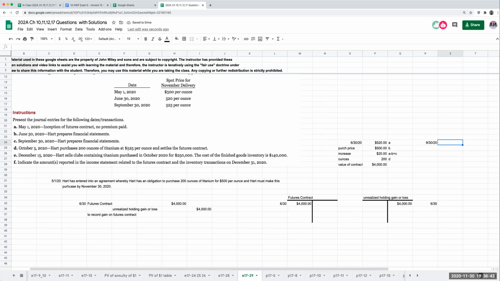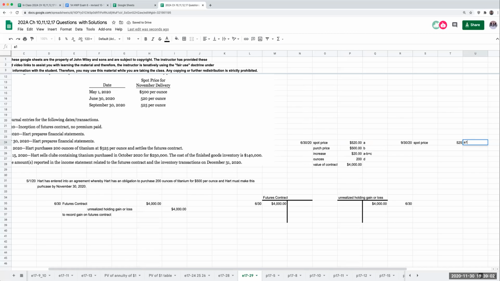So here, on September 30th, my spot price is now going to be 525 an ounce. My purchase price is at 500. So my increase is going to be 25.